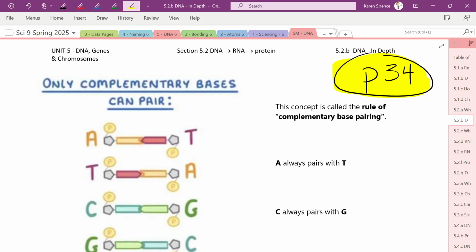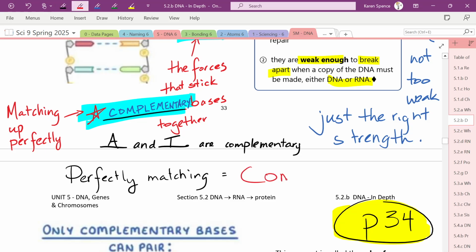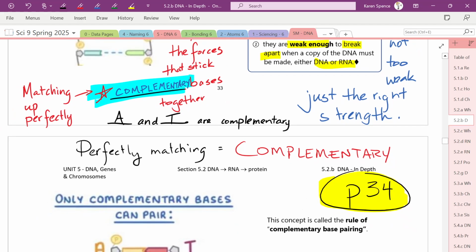Okay. What is the word that means perfectly matching? Perfectly matching is complementary. This is page 34. Only complementary bases can pair with each other.